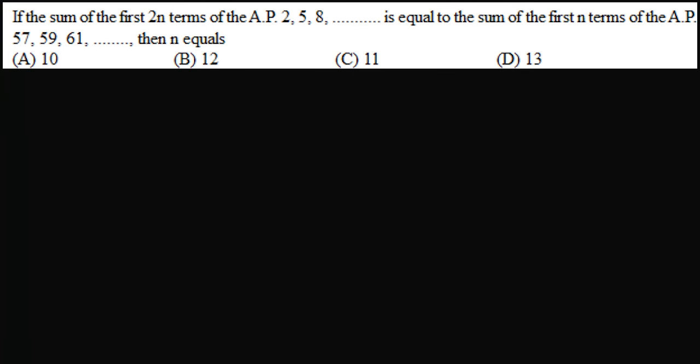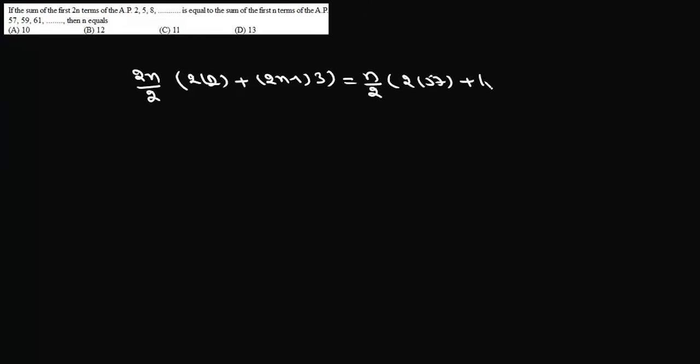Now the question is, if the sum of first two n terms of an AP is equal to sum of first n terms of this second AP, then the value of n is. Now sum of first two n terms, so it will be 2n by 2 and then 2a plus (2n minus 1), and common difference is 3, will be equal to n by 2, 2a plus (n minus 1), and here common difference is 2.